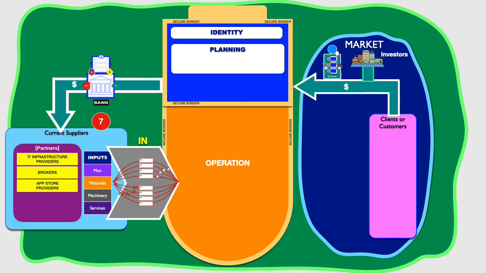We are now on the other side of the relevant environment, feeding the operation with inputs: men, machinery, materials, and services. There certainly is a symmetry in the U7. Notice the homeostatic nature of the relationship with suppliers. What comes in as input is converted into products and services and sold as products or services. In our example of a software company, the partners may be infrastructure providers, brokers, and even the App Store as a software provider. Notice investors contributing to the money stream.